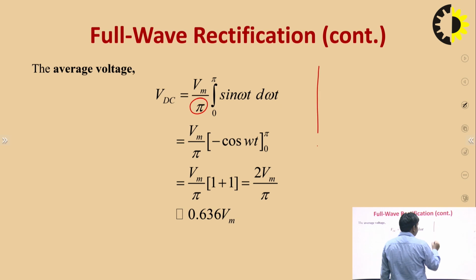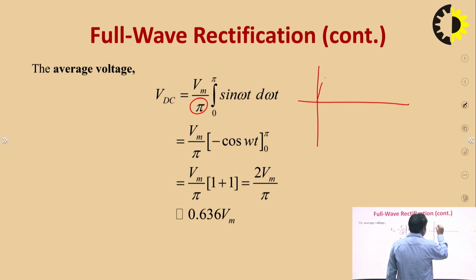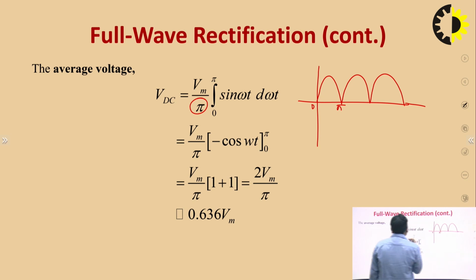Why can we say this is the time period of pi? Because this is the rectified output from 0 to pi. They change their value after the pi time. So we can say the time period of the full wave rectified output is pi. So Vm upon pi sin omega t d omega t.